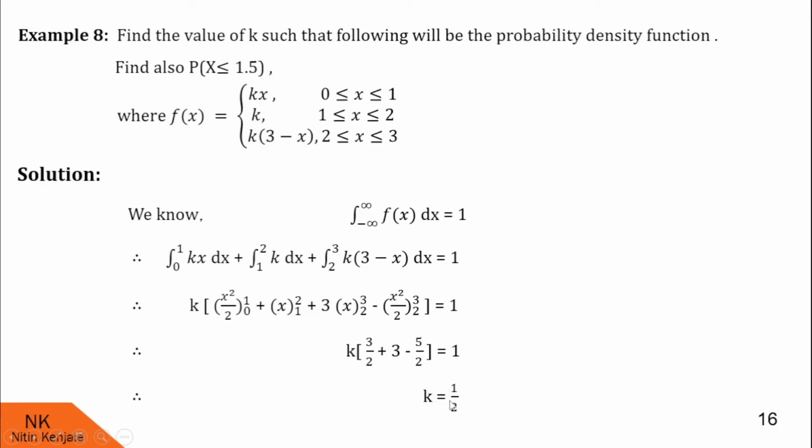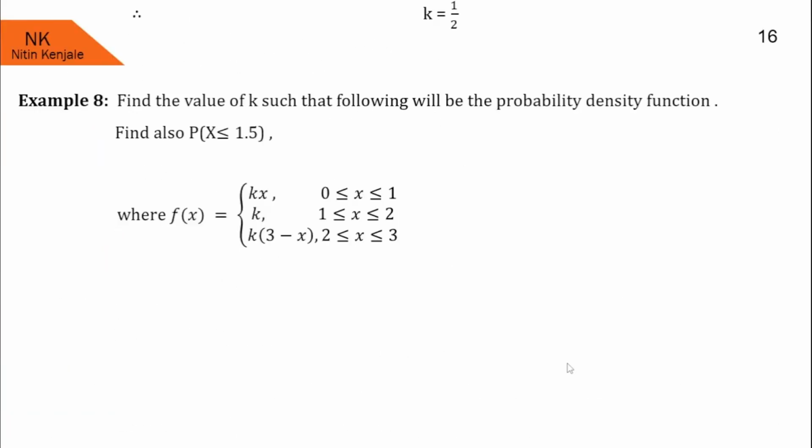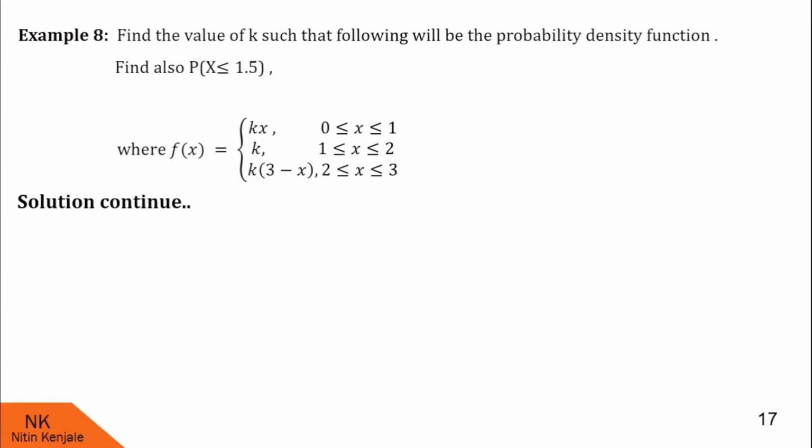So the value of the unknown k appearing in the definition of f of x is 1 by 2. This value of k will make f of x a PDF. Next we will find out the probability of x less than or equal to 1.5. For that we will integrate f of x dx from minus infinity to 1.5.